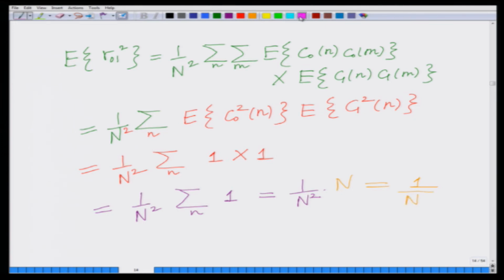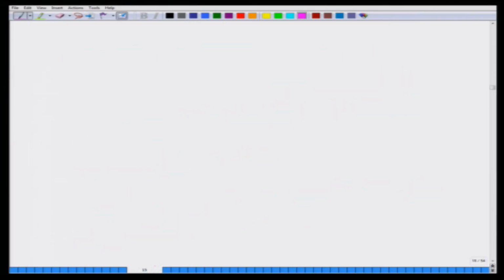Therefore, in summary, what we have is something interesting. We have expected R01 square equals 1 over n, that is the variance of R01, the cross correlation between the code sequence of user 0 and user 1. Expected value of R01 square equals 1 over n, which means it is inversely proportional to the code length n, right.